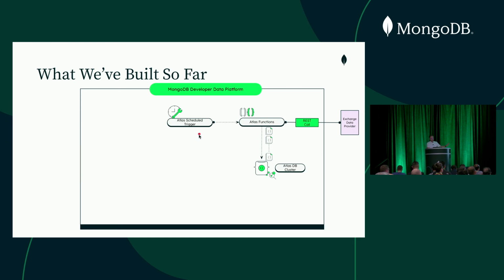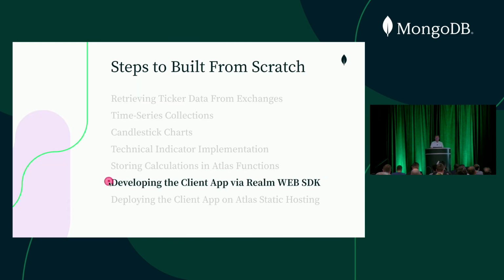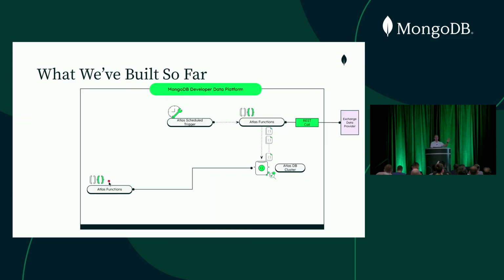So far, it was our architecture, and we also completed our Atlas function part. So here you see the Atlas function. Basically, it is going to get parameters from the front end, run the technical analysis on the time series collection, and return back to the front end. So what's missing in this architecture? Actually, the front end.